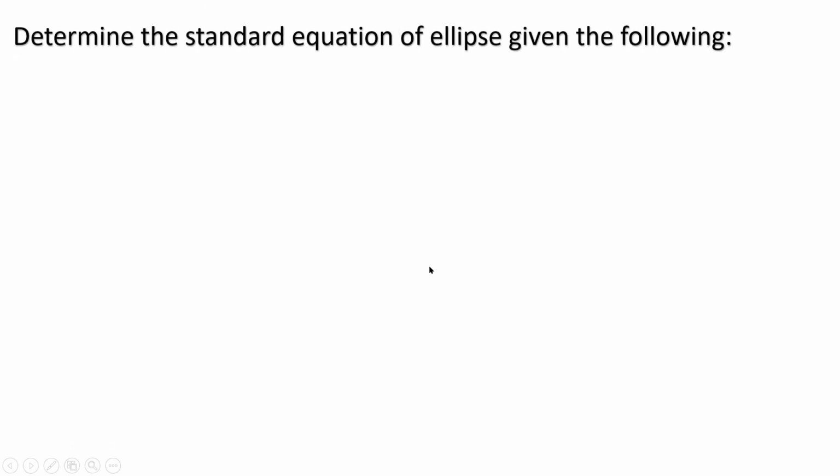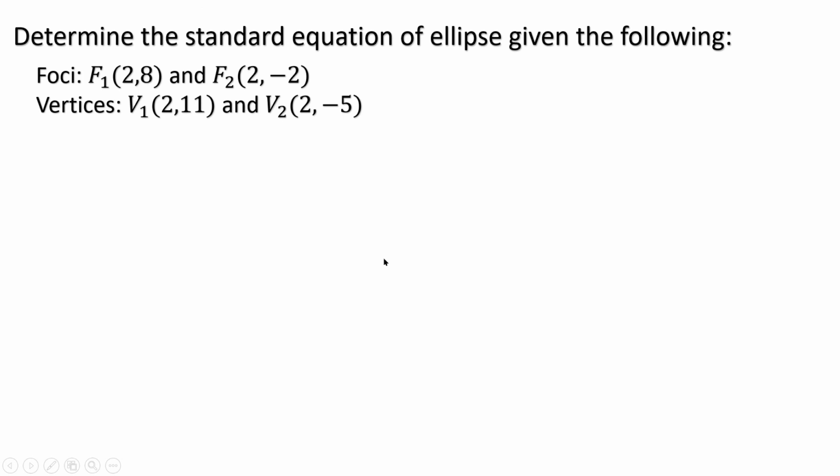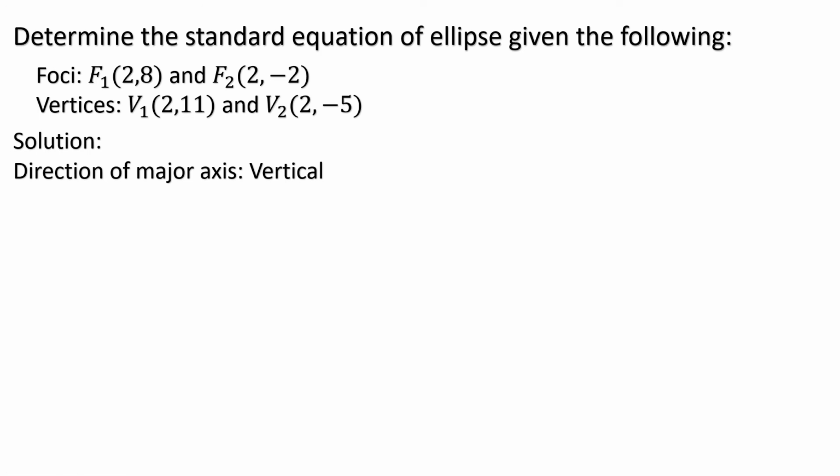Next, determine the standard equation of ellipse given the following. So we have another example of foci and vertices. The solution, again, direction of the major axis is vertical. Why vertical? Because the y component of our foci and the vertices are changing.